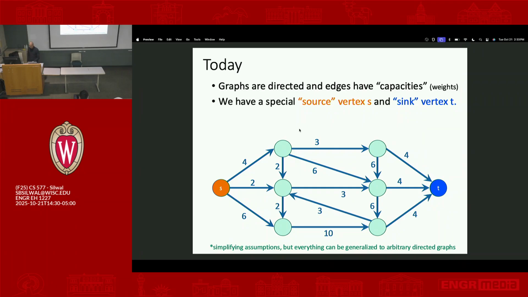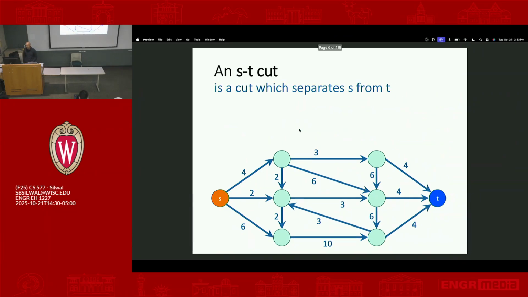Now we're going to be talking about cuts. Previously, a cut was just a way to partition some nodes of the graph from the other nodes. But now a cut is going to have a special meaning. It's a way to separate S and T. S and T, like I said, are special nodes in the graph. It's the same thing: I want to put S on one side and T on the other side. That's why I call it an ST cut.